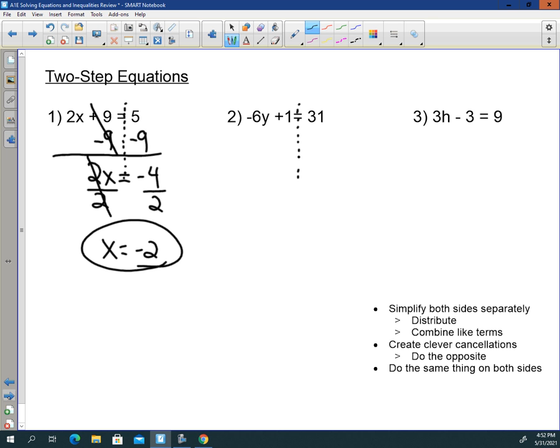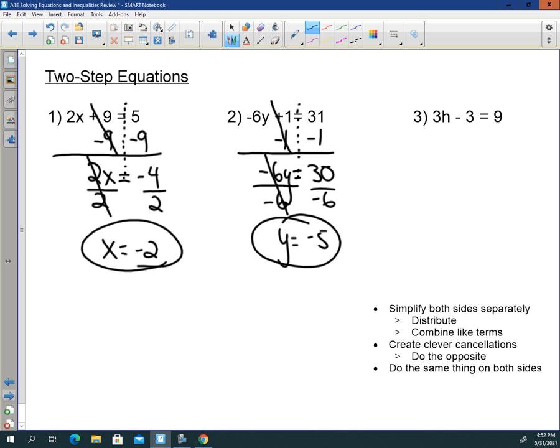Again, both sides are completely simplified, and I would suggest that you zero in on the side that has the variable, but get rid of the term that doesn't. In other words, subtract the 1. Get rid of that first. It's the easiest thing to get rid of. Subtract 1 from both sides. You have this cancellation, then you have negative 6y equals 31 minus 1, which is 30. Now you can divide by negative 6 on both sides to get rid of the negative 6, and you have y equals negative 5. Done.